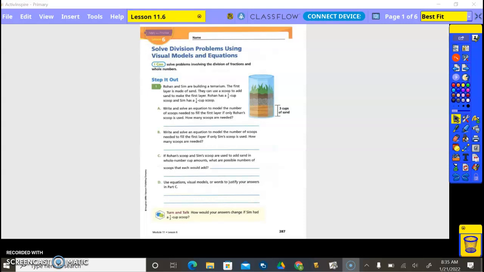Grade into math lesson 11.6. Solve division problems using visual models and equations. I can solve problems involving the division of fractions and whole numbers. Step it out. Number 1.